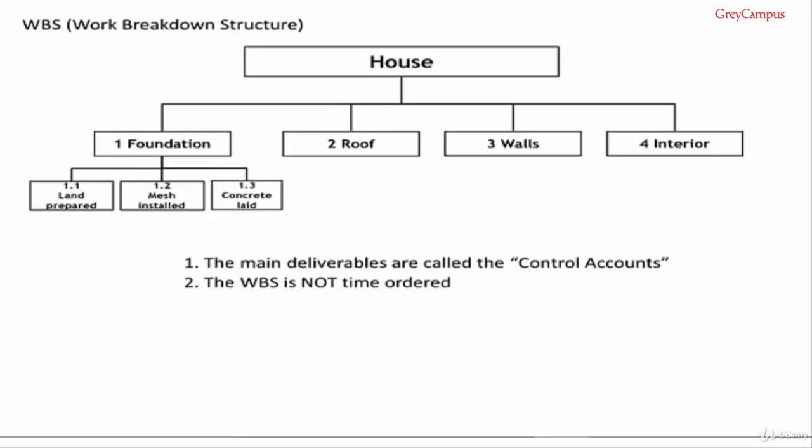This time I've placed them in the order which I think they'll be done, but they could have been placed in any order because the work breakdown structure is not time ordered. Why does it say land prepared, mesh installed, and concrete laid instead of prepare land, install mesh and lay concrete? It's because, remember I said before, every item on the work breakdown structure is a deliverable, but prepare land, install mesh and lay concrete, they are activities. You must always make it very clear in the wording that they are deliverables.